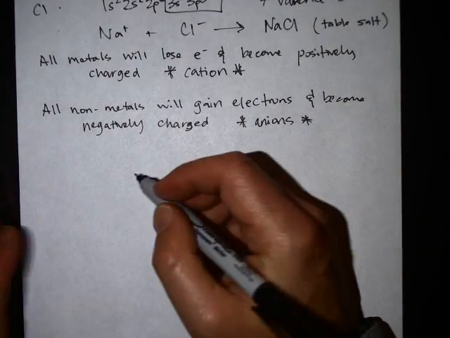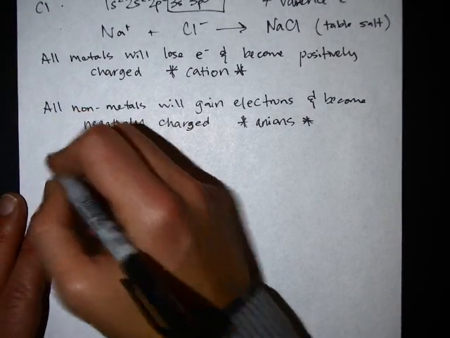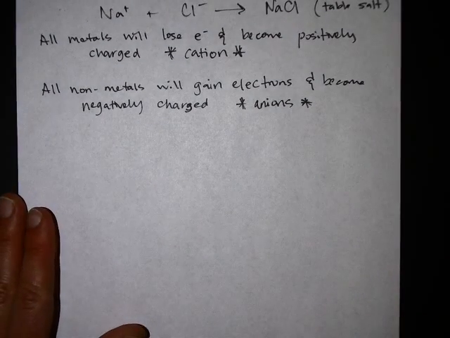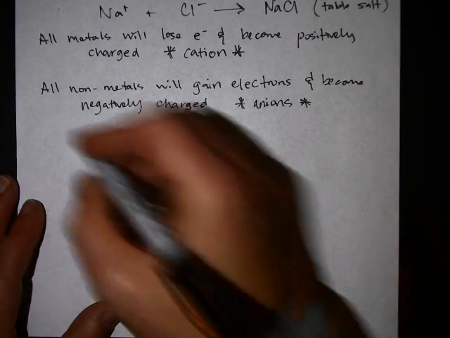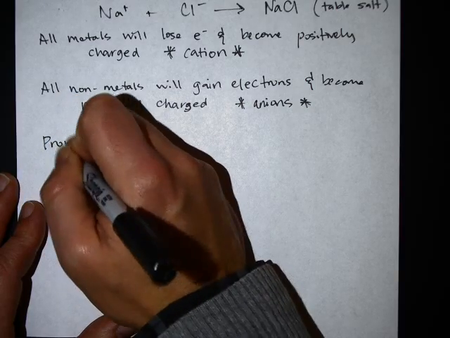Let's talk about properties of ionic compounds, because there are many properties that they have. And we're going to compare these properties to covalent compounds when we start them later this week. So, properties of ionic compounds.